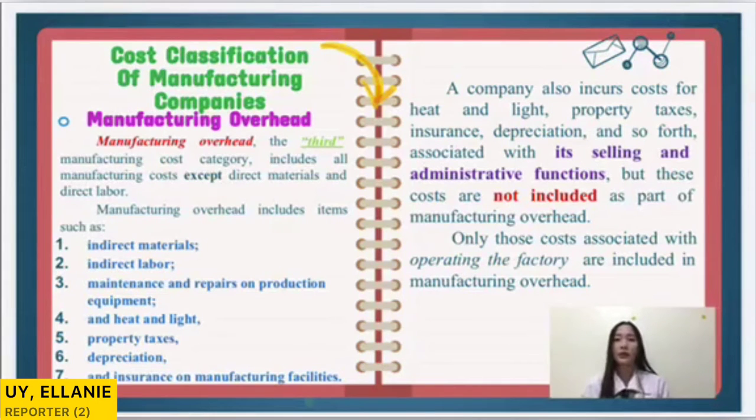A company also incurs costs for heat and light, property taxes, insurance, depreciation, and so forth, associated with its selling and administrative functions, but these costs are not included as part of manufacturing overhead. Only those costs associated with operating the factory are included in manufacturing overhead.